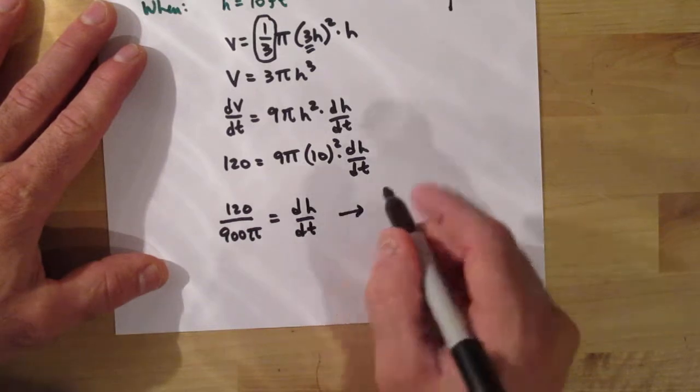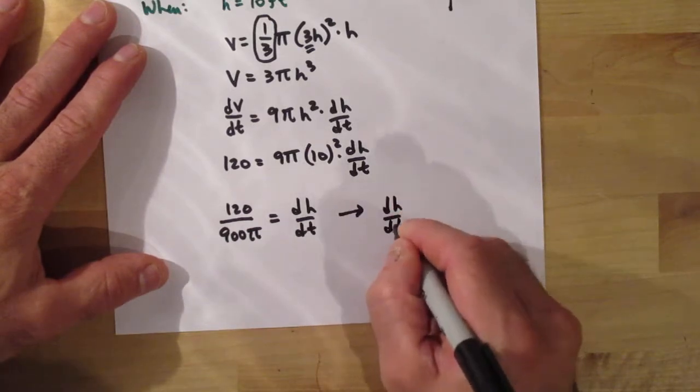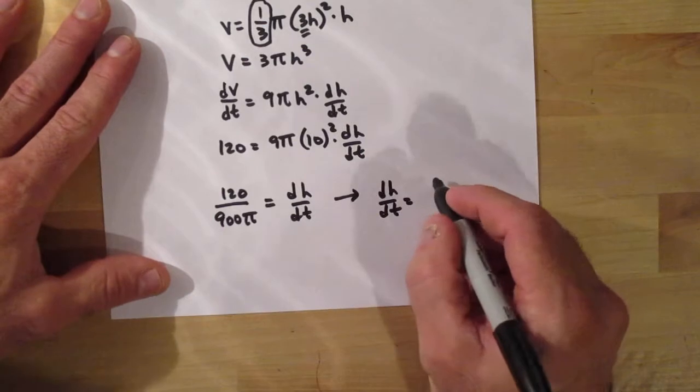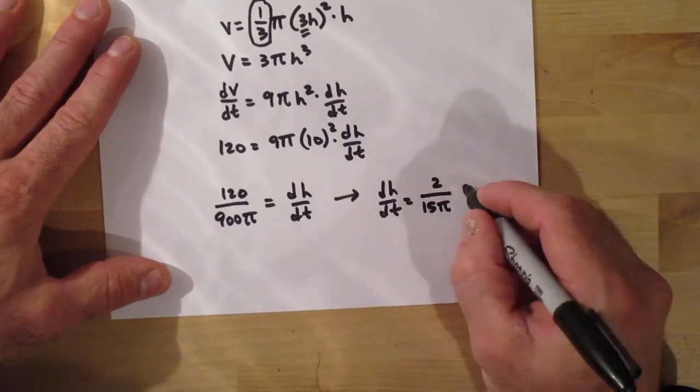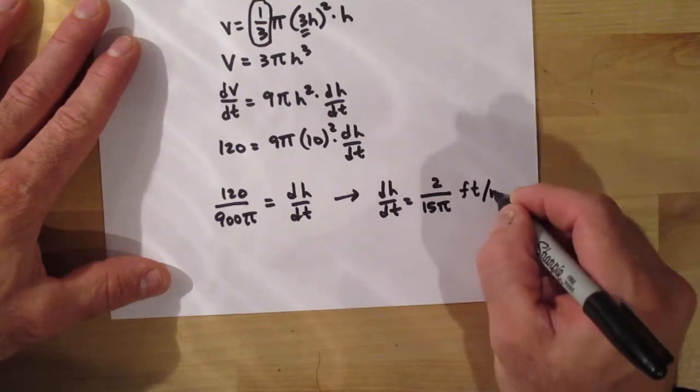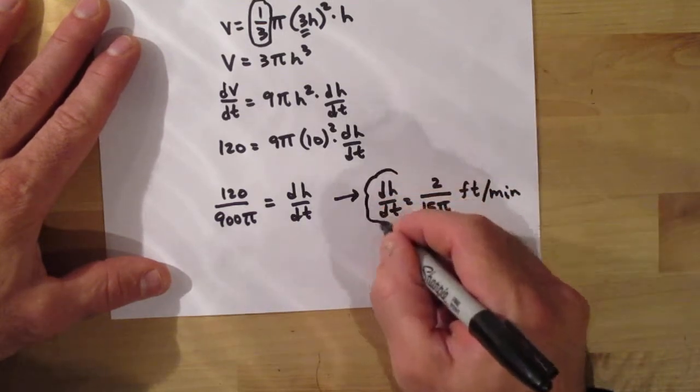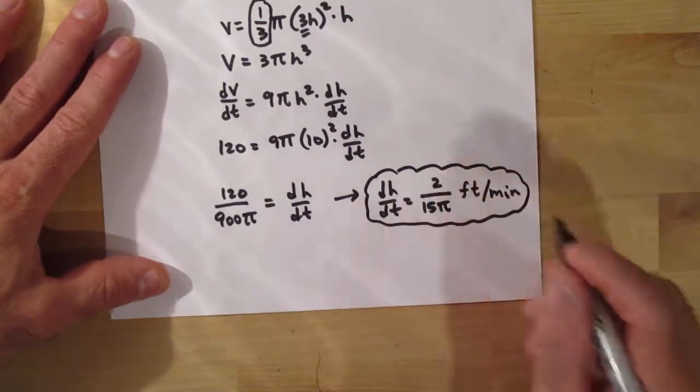I'm going to reduce that. So dH/dt along with units attached would be 2 over 15 pi feet per minute. Looks like the height is changing at that rate per minute.